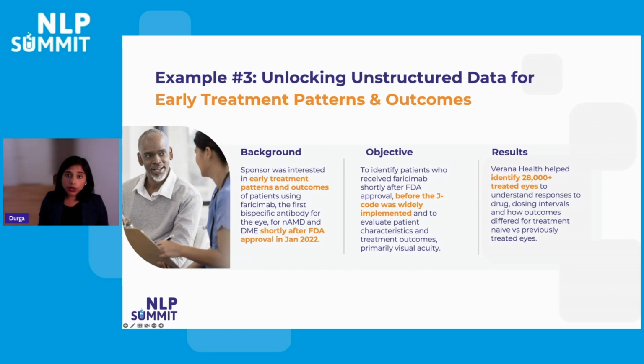So our goal here was to identify patients who received faricimab shortly after FDA approval, before the J-code was widely implemented, and to evaluate patient characteristics and treatment outcomes, primarily visual acuity. Using our AI-based approach, we were able to identify over 28,000 treated eyes to understand responses to drugs, dosing intervals, and how outcomes differed for treatment-naive versus previously treated eyes.